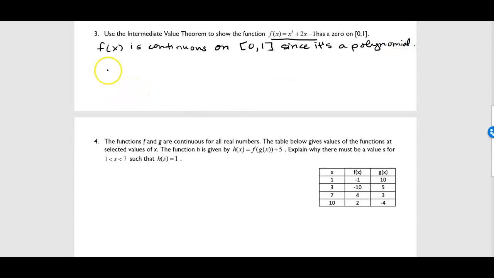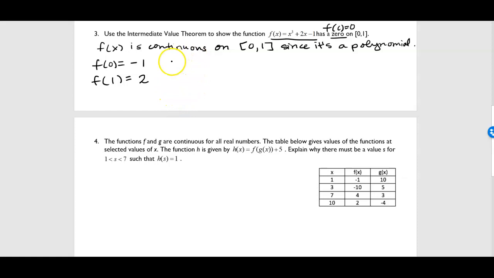The second thing I want to check is 0. This is my y value. It's really asking me, does f of c equal 0 somewhere? I want to check to make sure that 0 is between f of 0 and f of 1. And so I'm just evaluating my x endpoints at my function. So f of 0 would be -1. F of 1 would be 1 plus 2 minus 1, which is 2. 0 is between -1 and 2. One of them is positive, one of them is negative, so I know I'm going to cross the x-axis. Again, I only know that because my function is continuous.